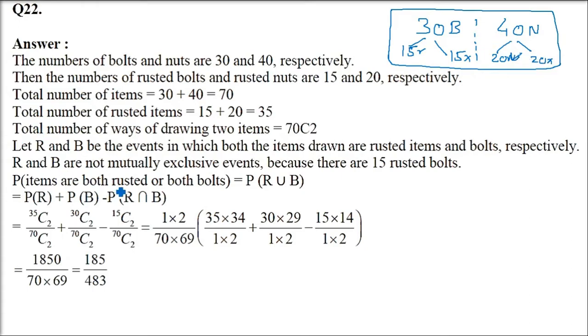So we have to first find out items, means items are both rusted or both are bolts. So we'll try to find out both of them and try to take the union. Or rather, we'll use the addition theorem. So let us take the event as both are rusted. R is both are rusted. It can be bolt or nut. Both are defective or rusted. And second event we are taking both are bolts.